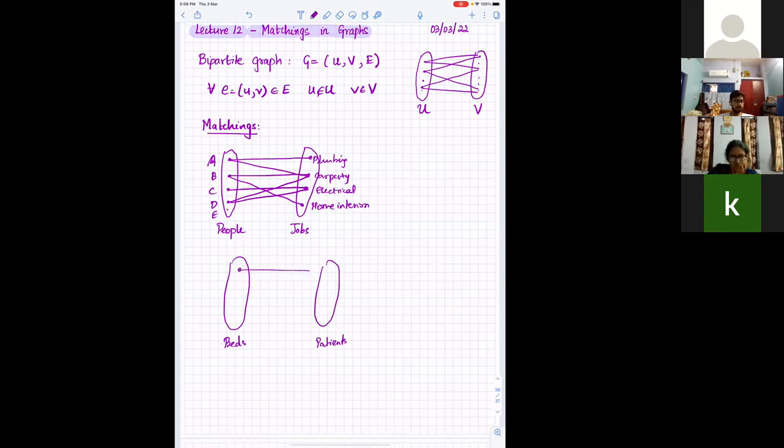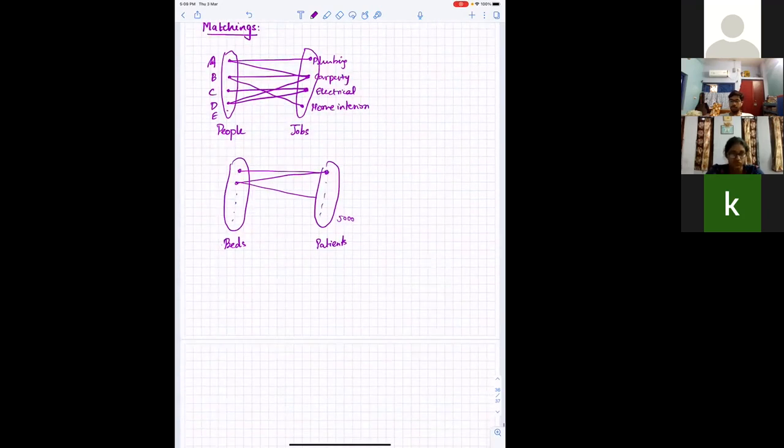Right? You might want to assign patients to beds. So you have like 100 beds here and you have like 5,000 patients here. You have to sort of find an assignment between patients and beds. So these kinds of applications, allocation applications, naturally arise.